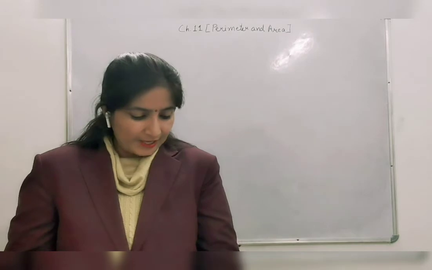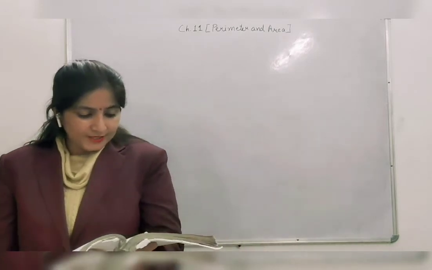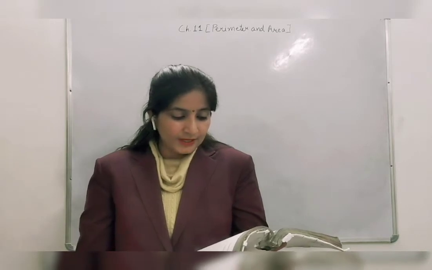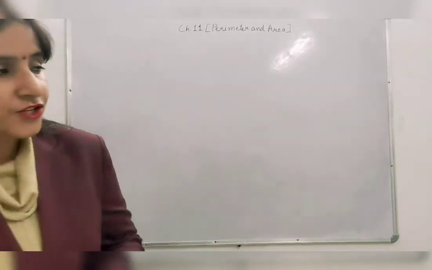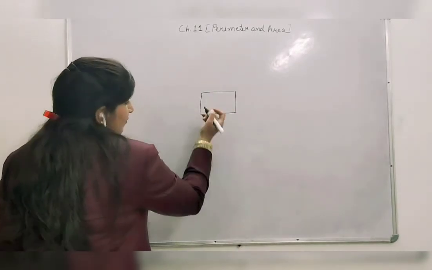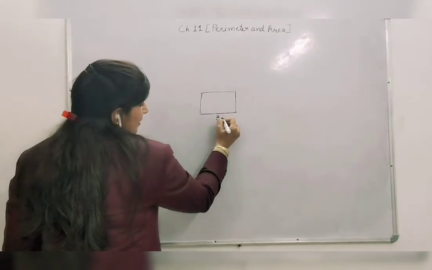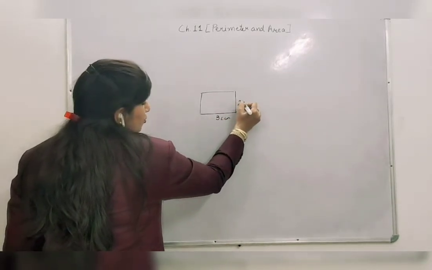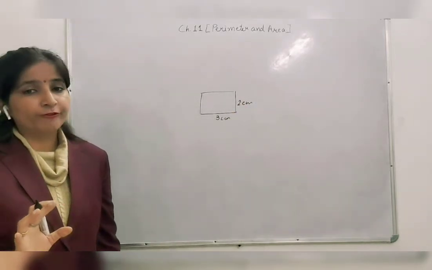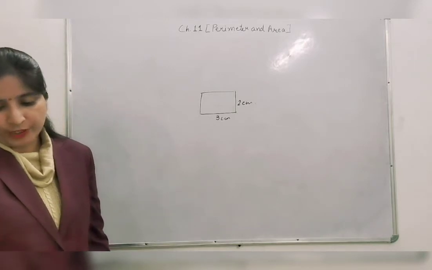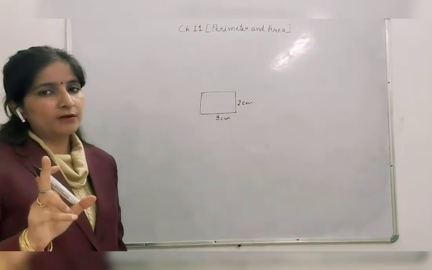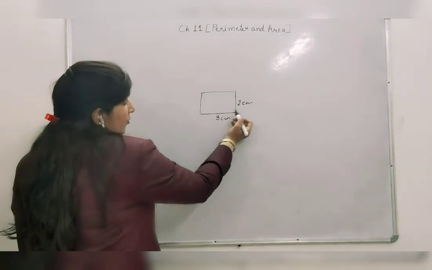Now the second Try These: give two examples where the area increases as the perimeter increases. So what is that condition? Suppose we have a rectangle like this. Suppose its length is 3 centimeter and breadth is 2 centimeter. You need not do these Try These in your fair notebook. You can practice these in rough only, all these three Try These. And the earlier Try These which we discussed, only in the book.